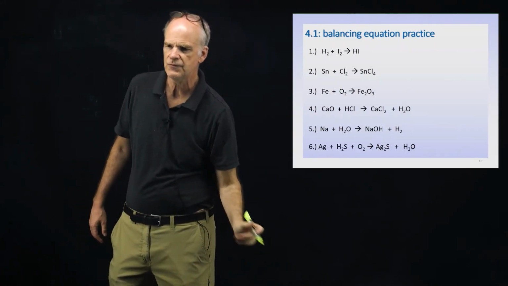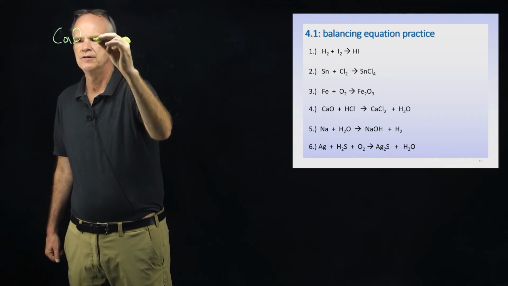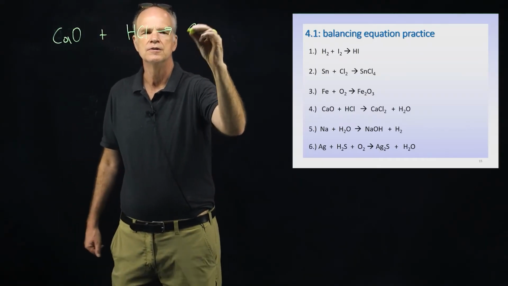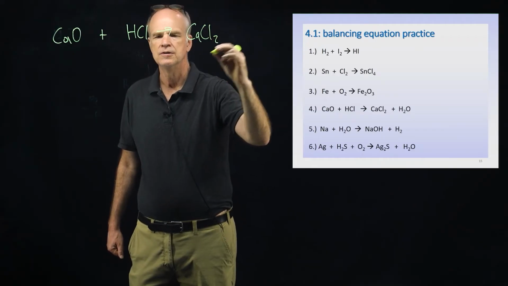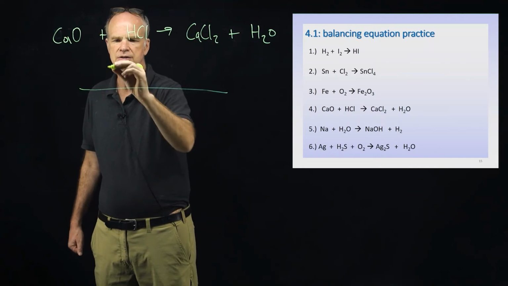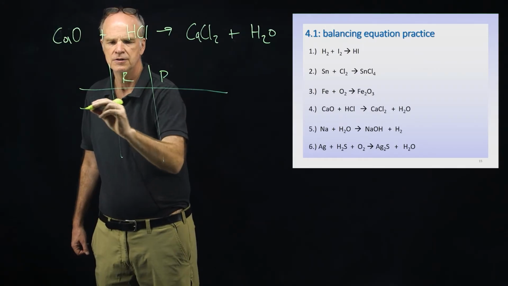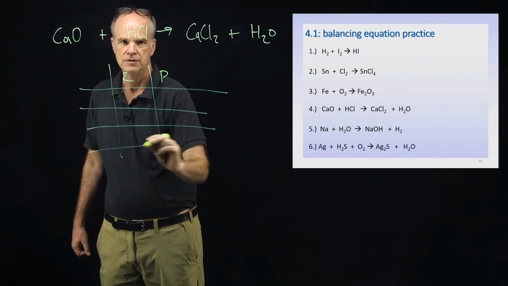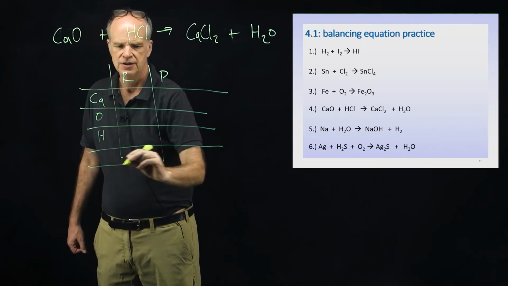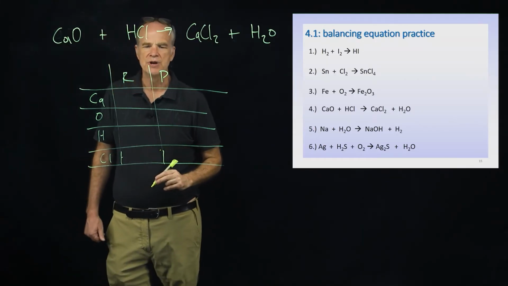Okay. Next one may be a little bit more difficult. Okay, we'll make our chart. So we have calcium, we have oxygen, we have hydrogen, and we have chlorine. Okay, so we have 4 elements to balance.